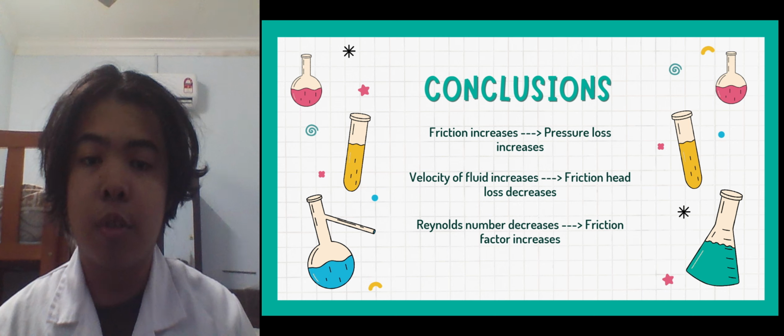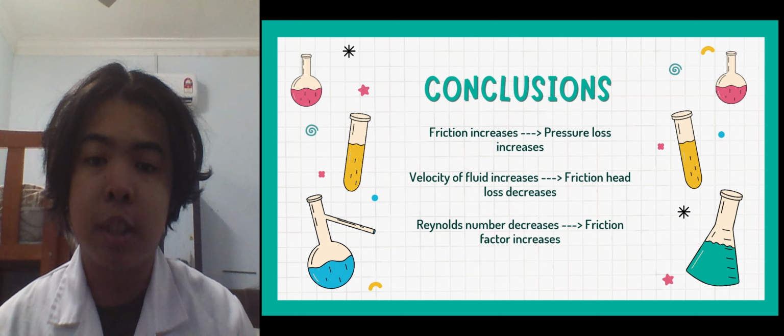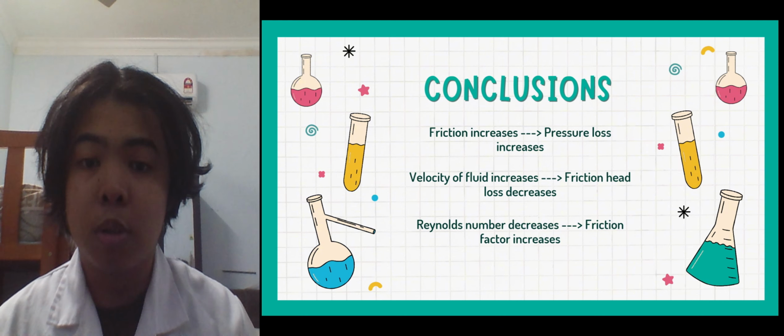From the results of the experiment, we observed that when the velocity of the fluid in the pipe decreases, the friction head loss also decreases. This suggests that friction, which typically reduces fluid velocity, also contributes to lowering the pressure loss. Additionally, the experiment shows that as the Reynolds number decreases, the friction factor increases. This indicates that the Reynolds number is inversely proportional to the friction factor.